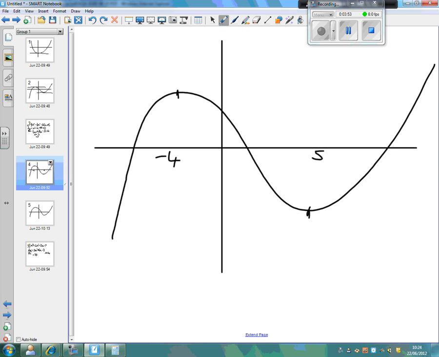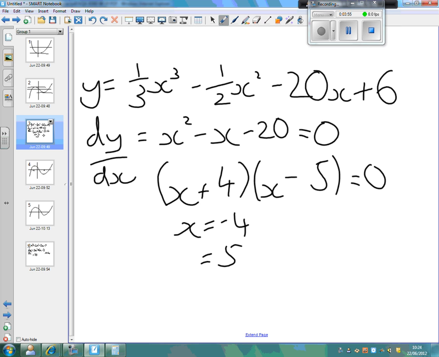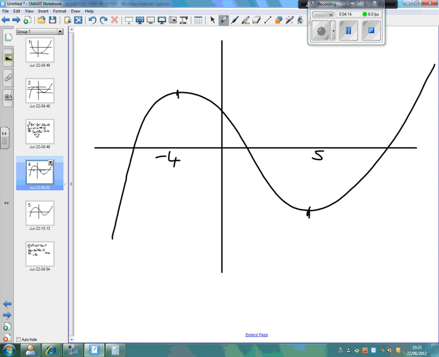Now all we need to do is work out the y coordinate. So what we do is we take the x coordinates we've just found and put them back into the original equation. So we'd replace x with 5 and x with minus 4. Now, I haven't quite got enough time to go through all that. You know how to do it. You did it in GCSE maths, substituting numbers in for x. So if you replace them in, what you get for minus 4 is 56 and 2/3. And then for the other x coordinate, which would be 5, you get minus 64 and 5/6.